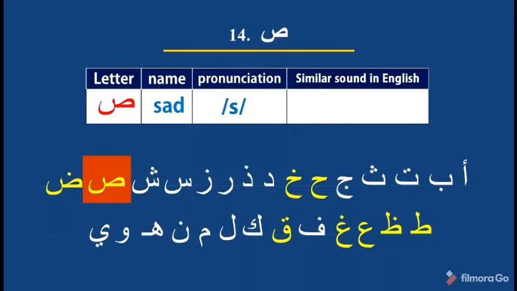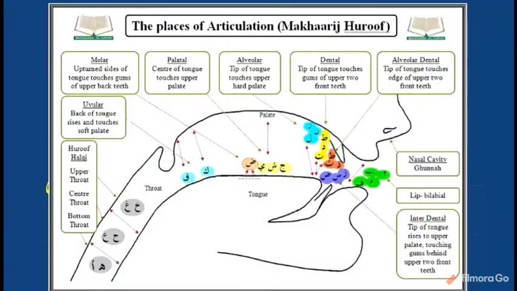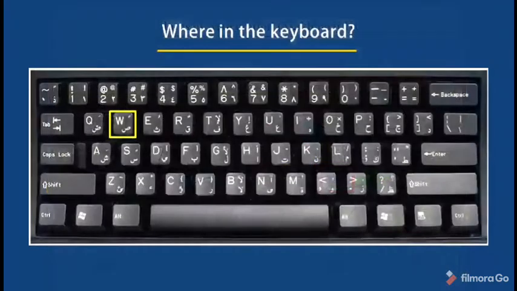Sad has the pronunciation of sa. There is no equivalent to sad in English. It is an alveolo-dental and it is made by the tip of tongue touches the edge of upper two front teeth. Try to pronounce it. Sa. Sa. It is not like se. It is a little bit to the back of se. Se. Sa. So there is a difference. Se. This is sin. Sa. This is sad. Sad is found with the W key.